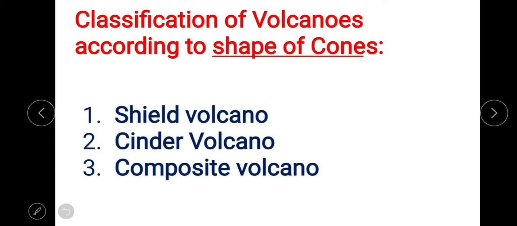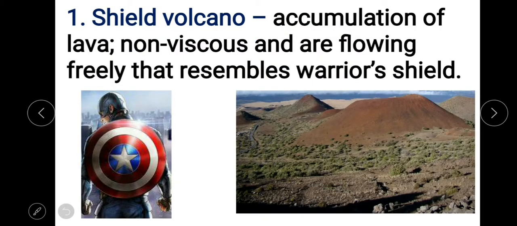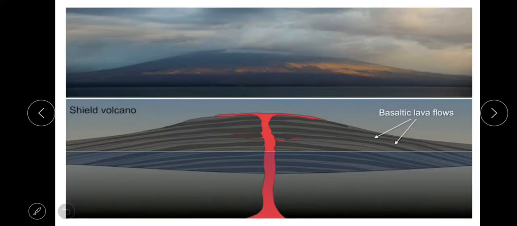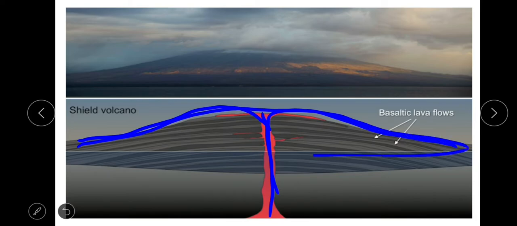Okay, we have also classification of volcanoes according to shape of cones. There are volcanoes that shape like this, or this one, or even this one. Okay, the first one is the shield volcano. It resembles the warrior's shield. It is like a warrior's shield because when a certain magma flows out of the volcano, this magma will travel at a long distance. Why? Because it is non-viscous. Then this lava flows will eventually harden and shape like a shield.